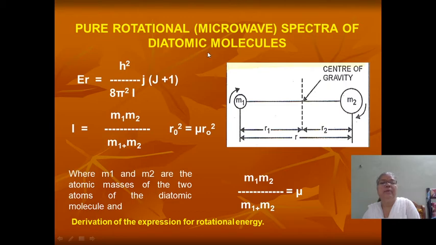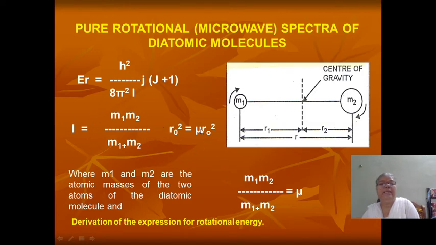Then according to quantum mechanics, the energy of rotations is given by the equation h squared upon 8 pi squared into I, where I is the moment of inertia, into J into J plus 1. This is the J quantum number. And the moment of inertia is equal to the reduced mass, m1 m2 upon m1 plus m2, into r0 squared, and the reduced mass is denoted by mu, so I equals mu into r0 squared.